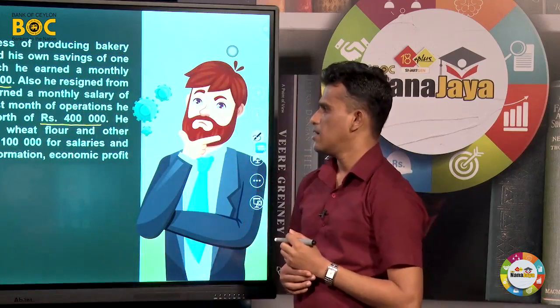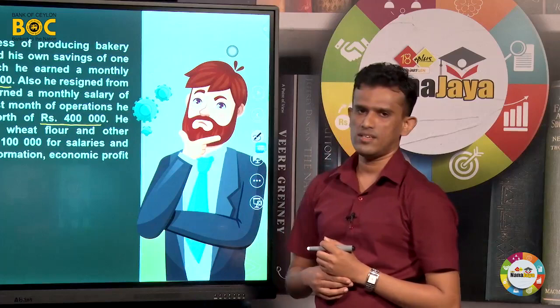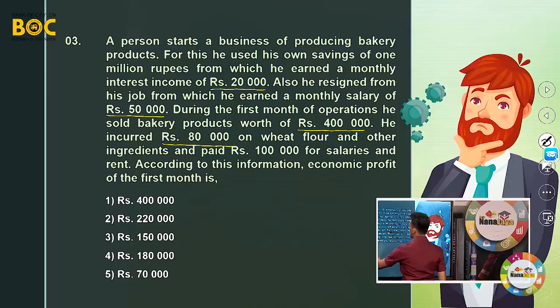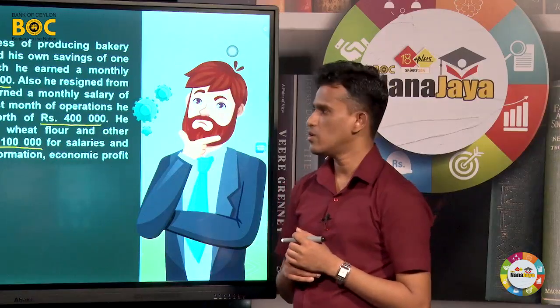And then he paid rupees 100,000 for salaries and rent. He has to pay 100,000 rupees for the laborers or the employees working in this organization, and as rent, altogether 100,000 rupees. So this is also a cash payment from the organization to the outsiders. Therefore that is also an explicit cost of this respective production activity being considered. So this 100,000 is an explicit cost because there is a money outflow from the organization.